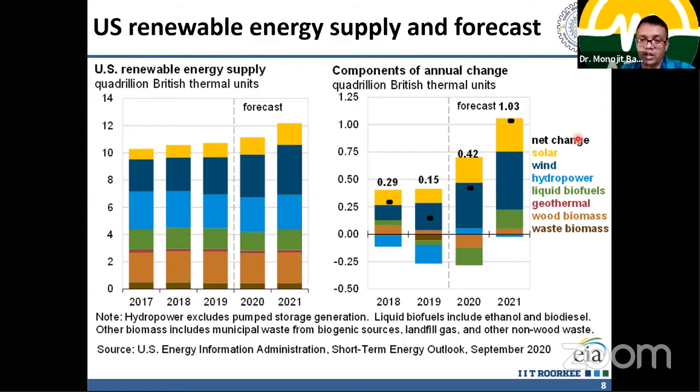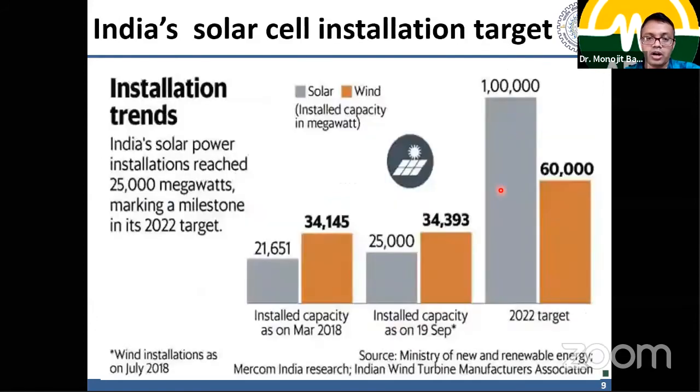So if you look at the projected forecast here, this part is wind, that is the majority. Then you have the solar, you have some biofuel, then geothermal, and then some other waste. So they are going towards solar energy, which will be very useful.